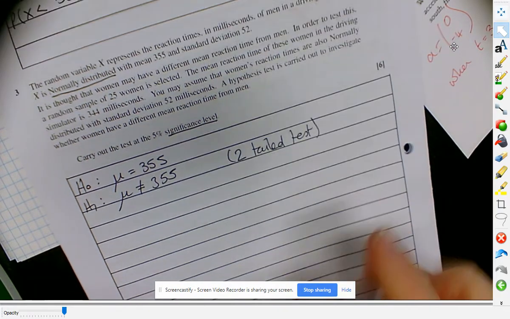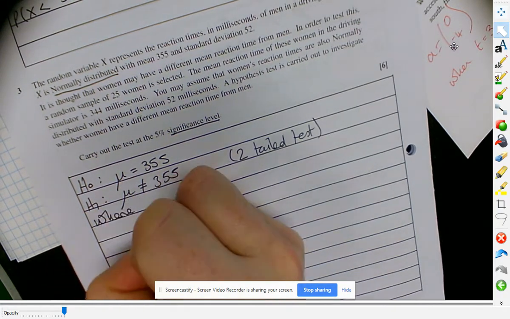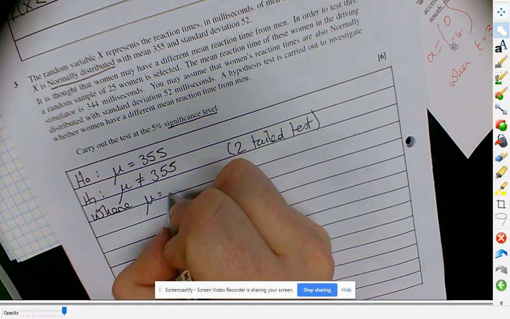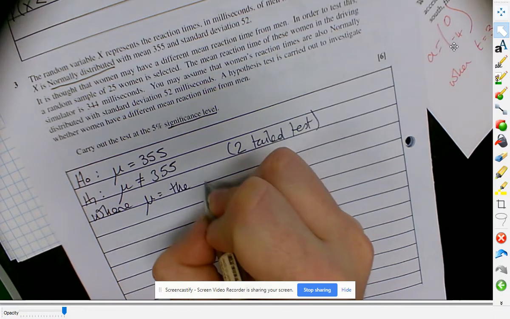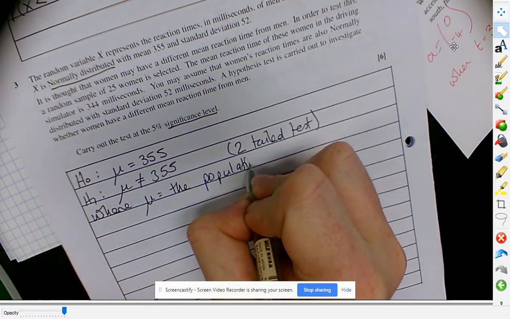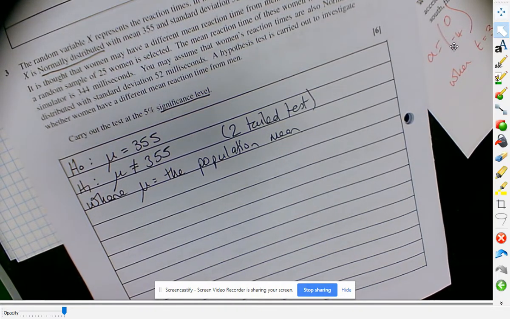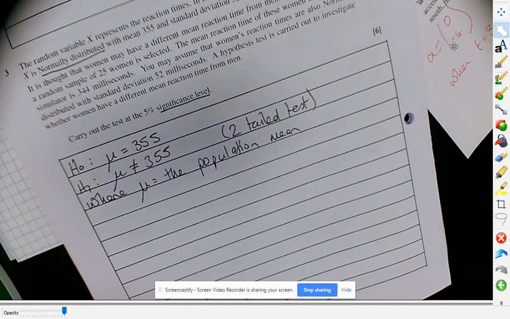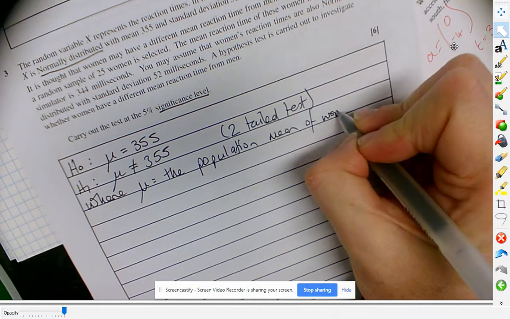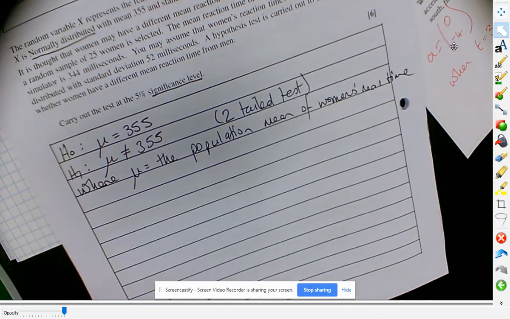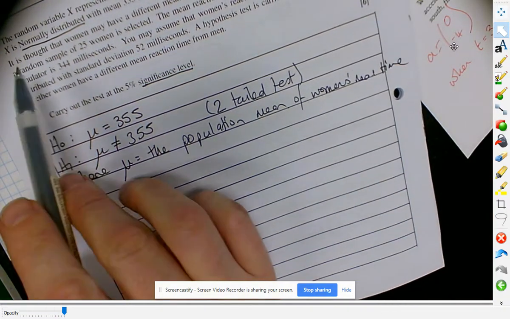Okay, I've got to say what mu is. I've used this symbol mu and I've not explained what it is. So where mu is the population mean, or the mean reaction time of all the women. All right. So we've done that.